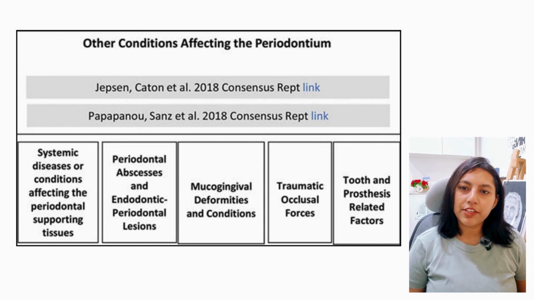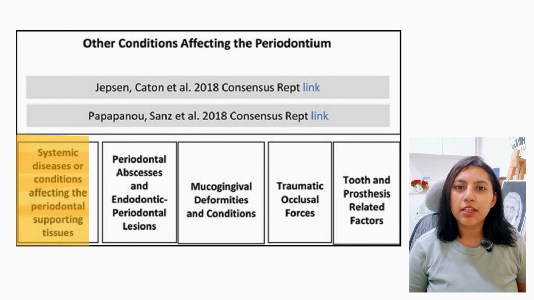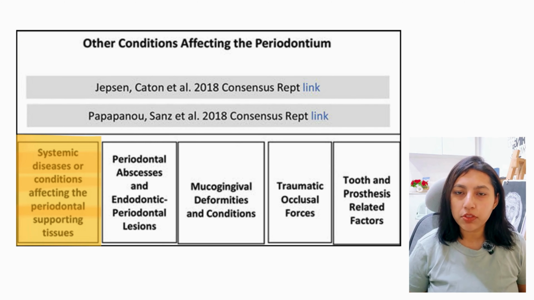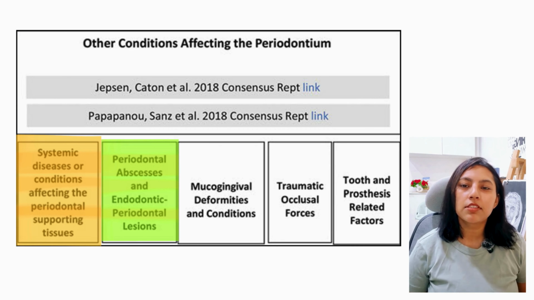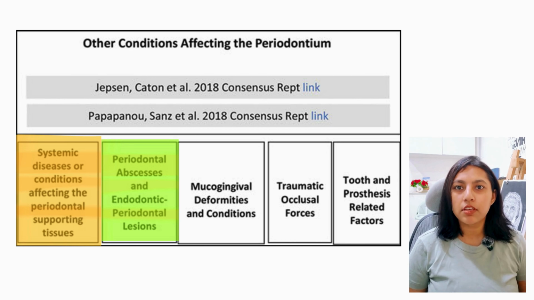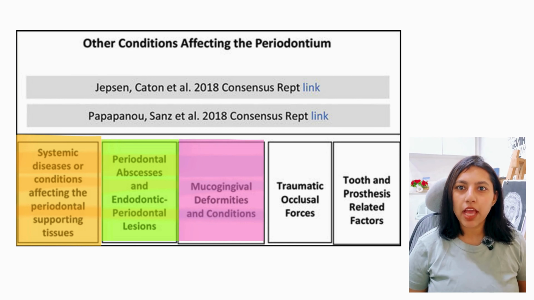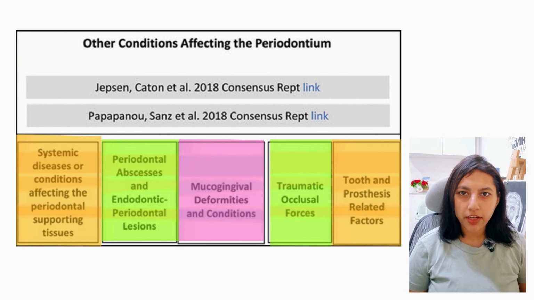Now, according to the classification, other conditions affecting the periodontium are broadly divided into systemic diseases and conditions affecting the periodontal supporting tissues, acute periodontal conditions like periodontal abscesses and endo-periodontal lesions, mucogingival deformities and conditions, traumatic occlusal forces, and finally, prosthesis and tooth-related factors.